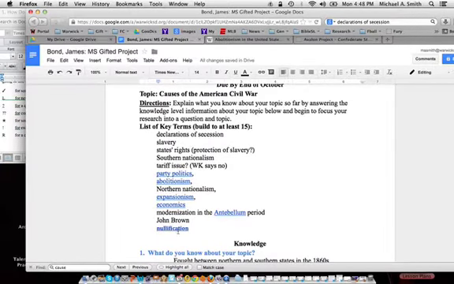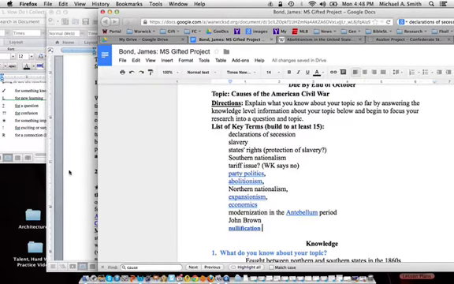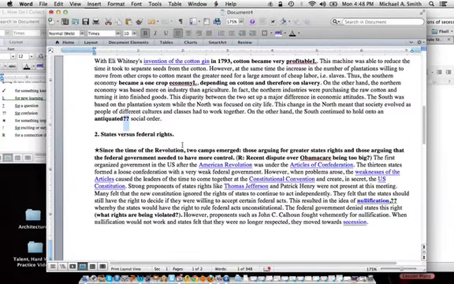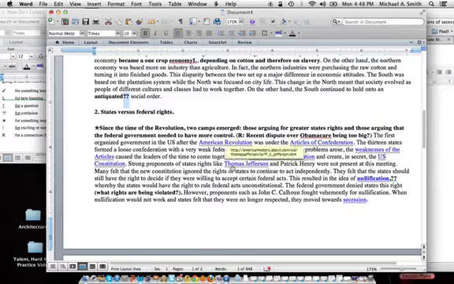In fact, the term nullification is a word that I hadn't perhaps seen before. I would add that to my key terms to look up further. Where's nullification? Right down here, and I mark it with a double question mark.